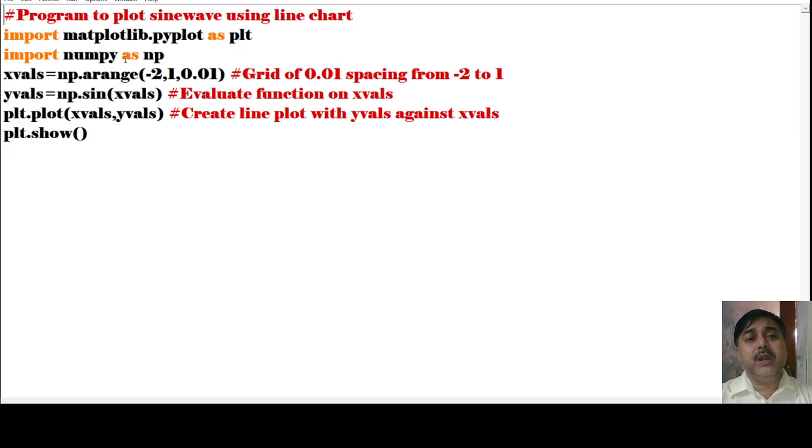Numpy has been called here as np, then xval has been given: xval = np.arange(-2, 1, 0.01), the grid has been given from -2 to 1 with 0.01 spacing. Then np.sin has been applied again to get the sine value, isn't it? Then plt.plot of xval and yval, and after that the plot has been done.